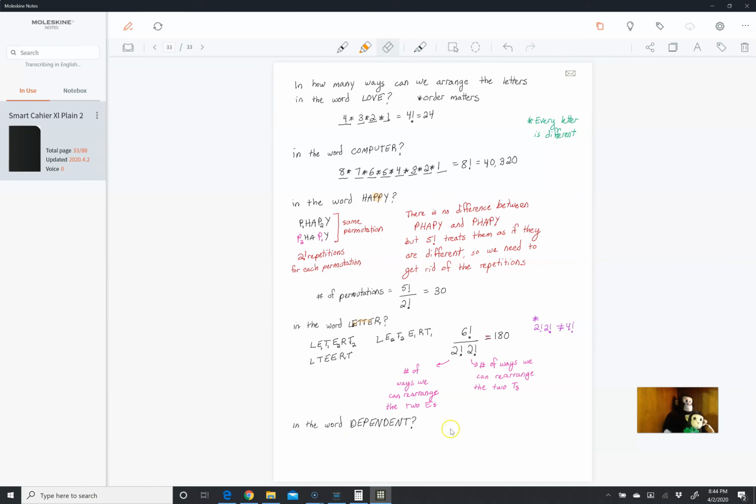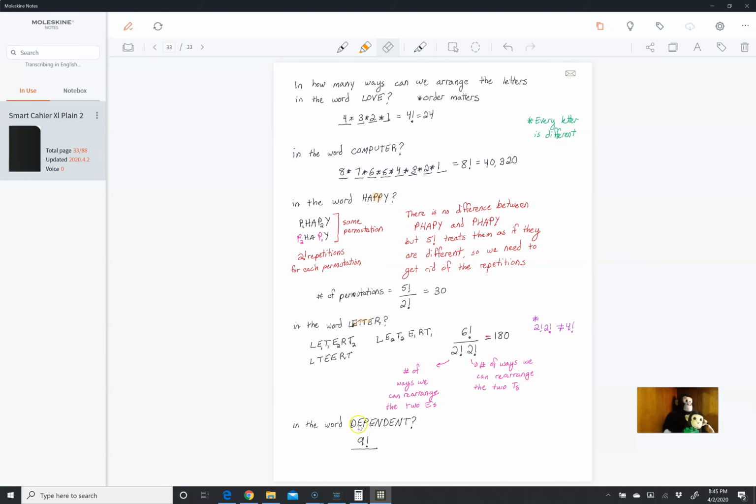So in this one, you're going to pretend that there are no repetitive letters. So if there are no repetitive letters, there are 9 letters here. So it would be 9 factorial. Okay, so that came from the 9 letters. Then we have to divide by the repetitions.